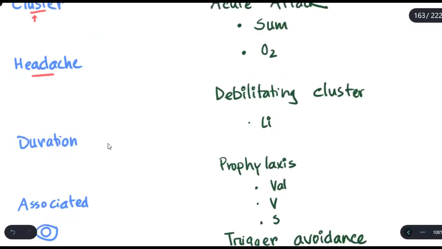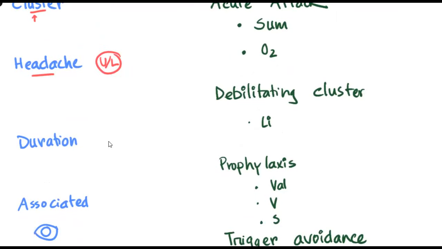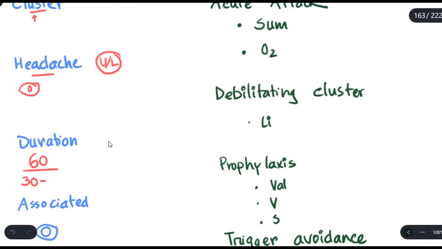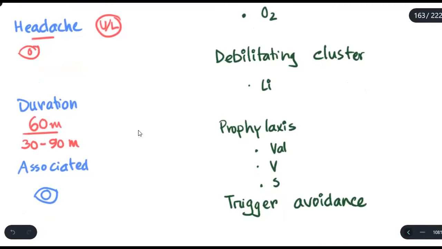What's the headache? The headache is usually unilateral, very severe, and mostly around the eyes. Unilateral severe headache around the eyes. What's the duration? Classically this lasts around 60 minutes, but the range is from 30 to 90 minutes. But classically this is 60 minutes. The pain usually starts at night, waking up the patients. That's why it is also known as an alarm clock headache.